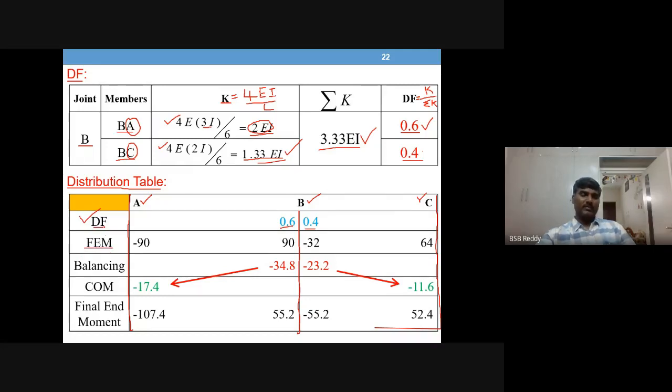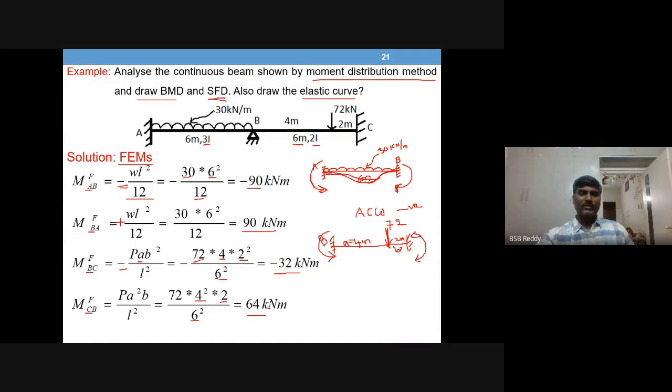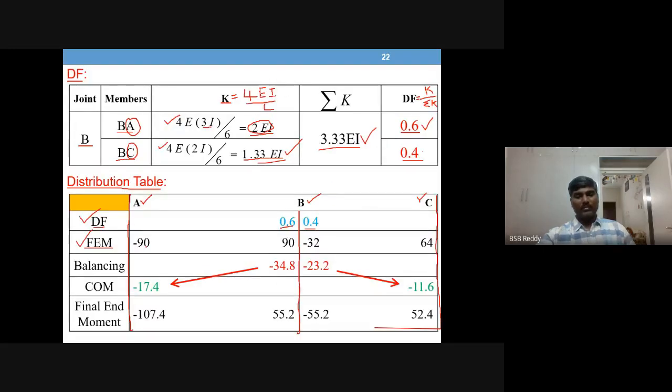Next, you write the fixed end moments. First row, the nodes are noted. Second row, the distribution factors are given. Third row, you write the fixed end moments. Just write them in order: minus 90, plus 90, minus 32, plus 64. Minus 90 at A, plus 90 at the left of B, minus 32 at the right of B, then 64 at C.